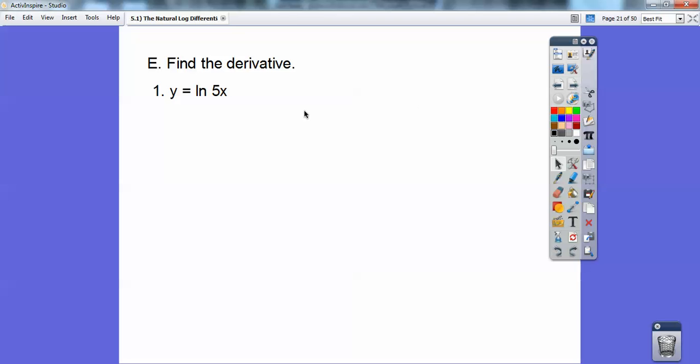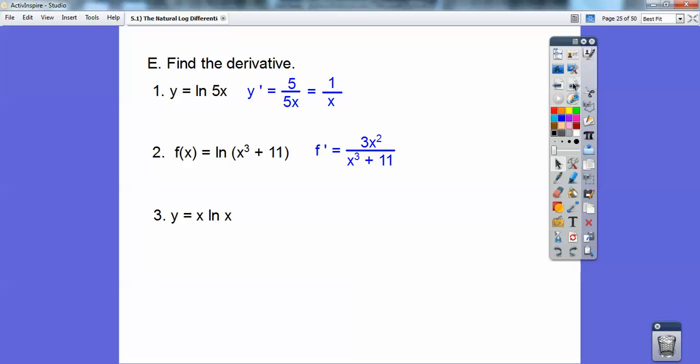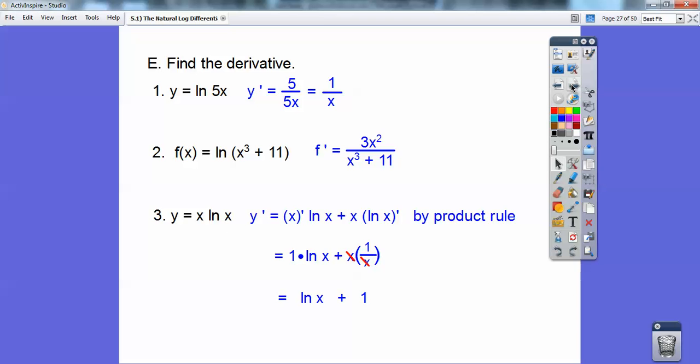So the chain of 5x, the derivative of 5x is 5, and then over 5x. So 5 over 5x is 1 over x. Easy, huh? All right, so the chain over the reciprocal, so 3x squared over x cubed plus 11. This one I've got to do product rule. Remember, it goes f prime g plus f g prime. So here it is right here, and I finally get natural log of x plus 1. Nice and easy.